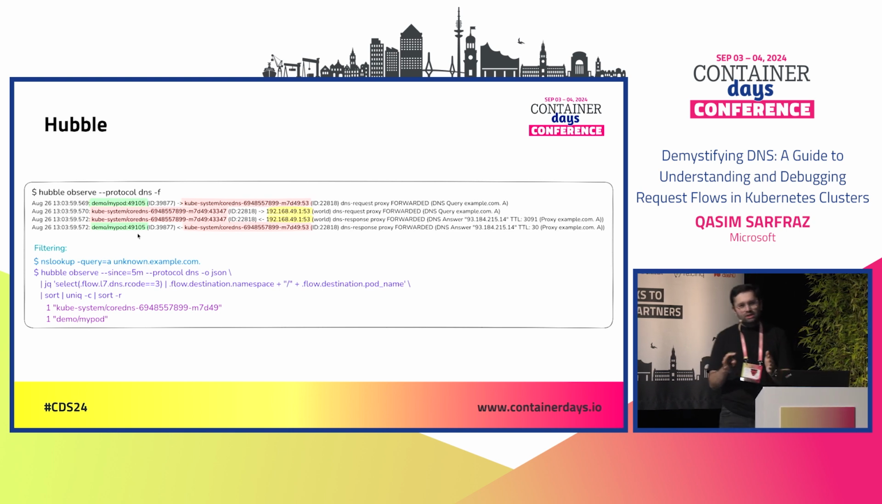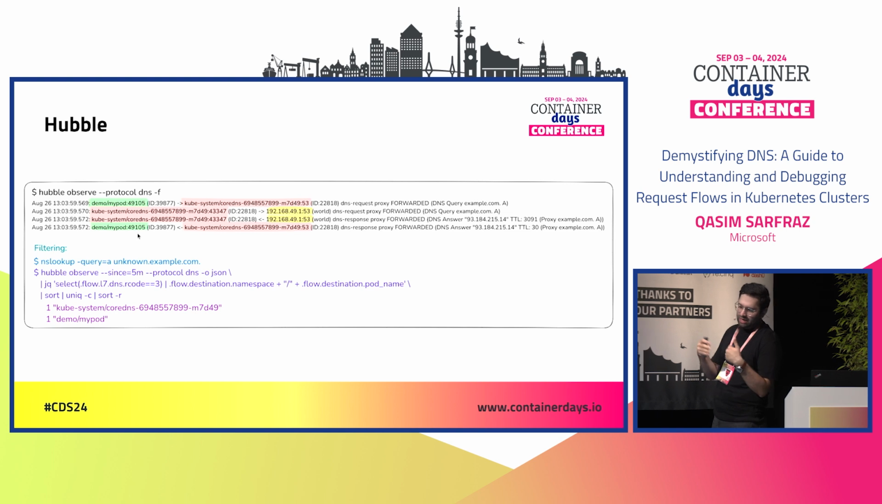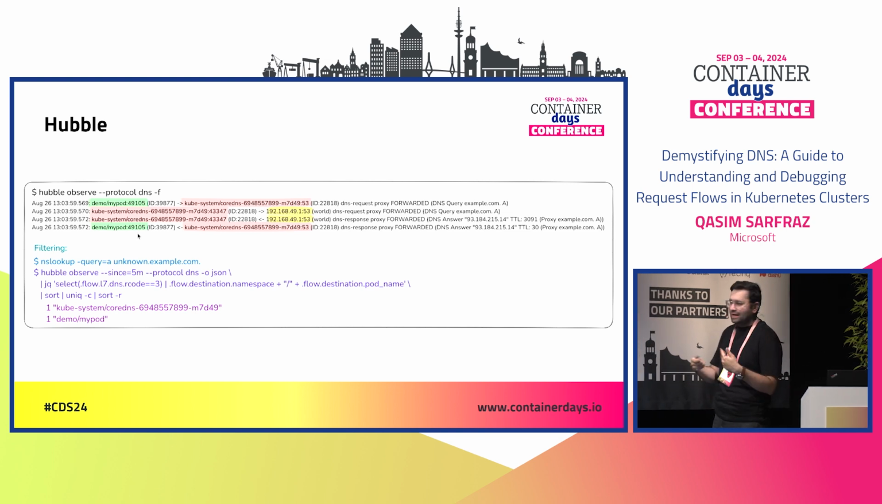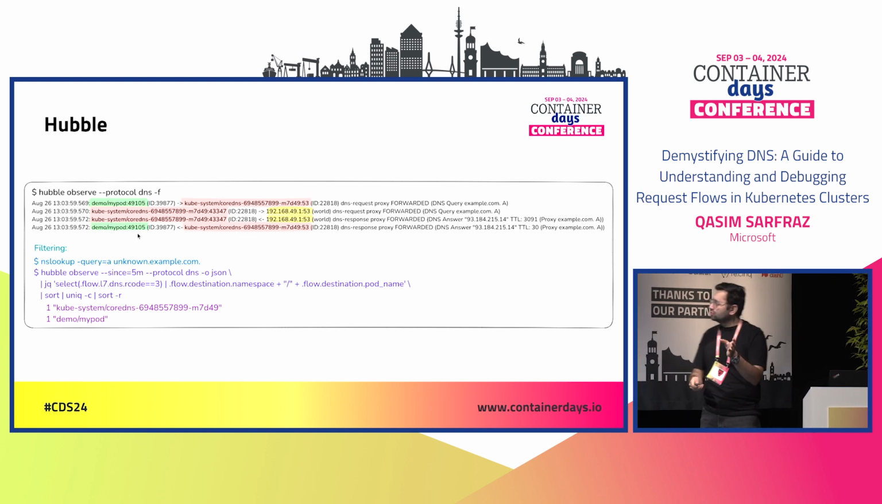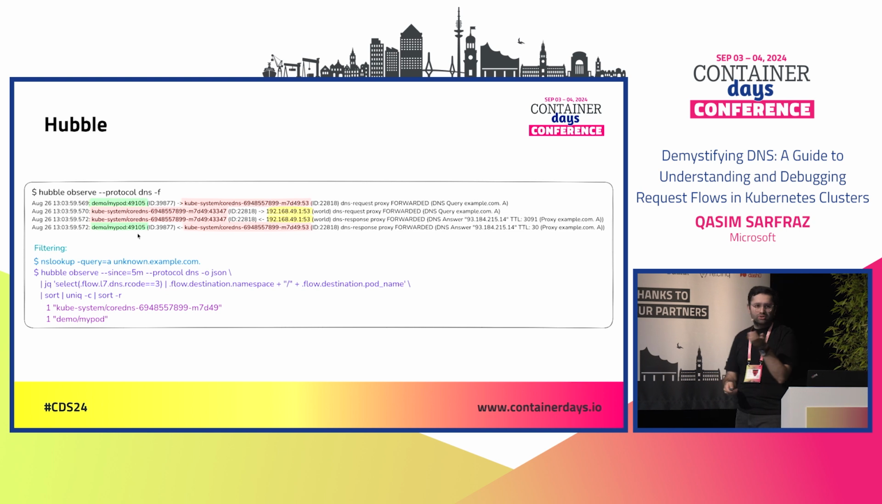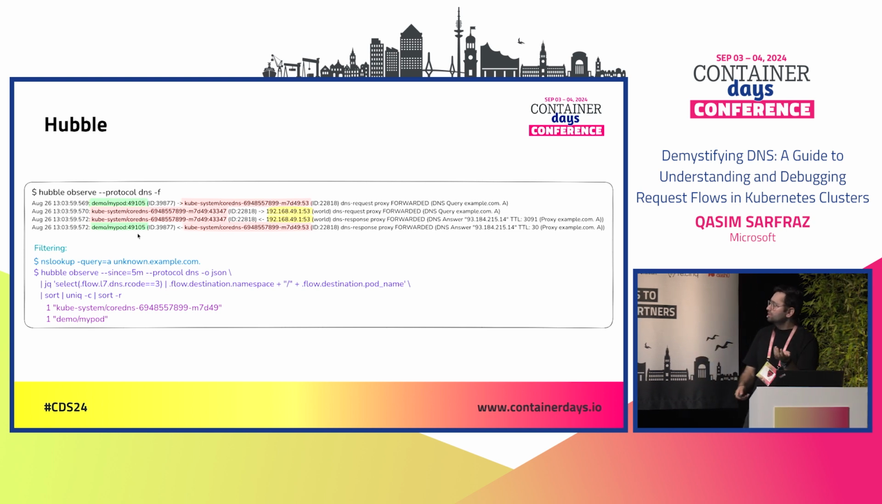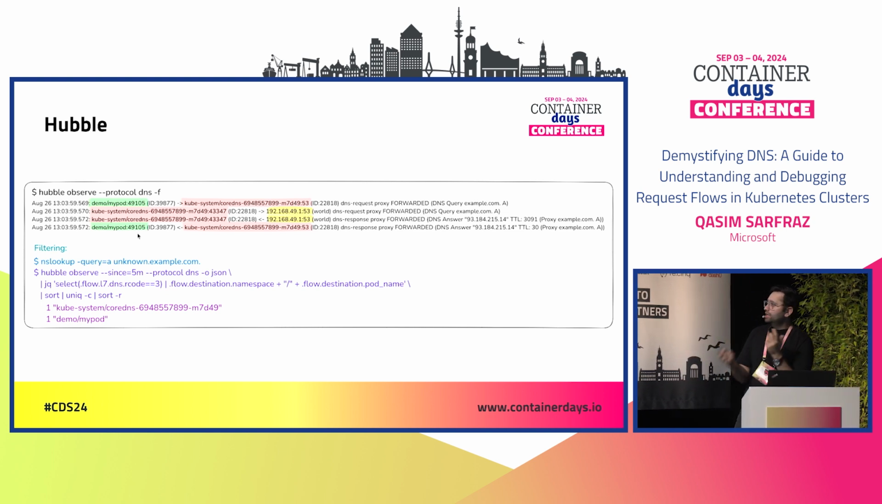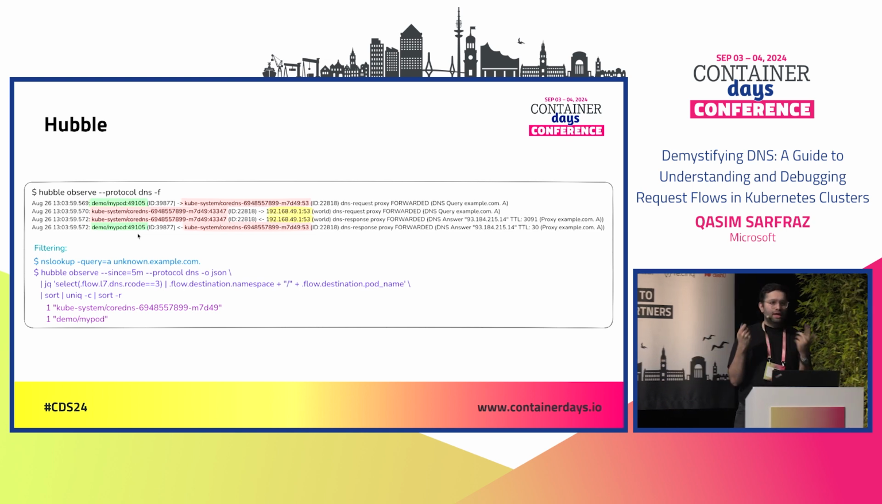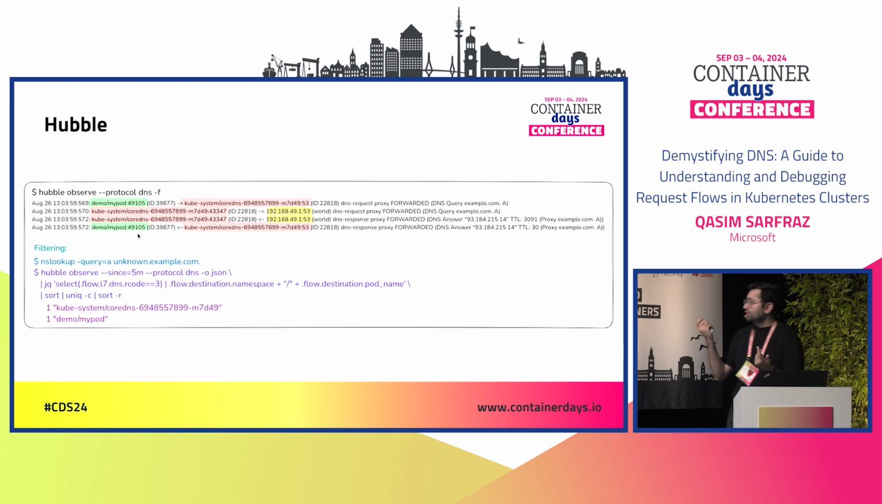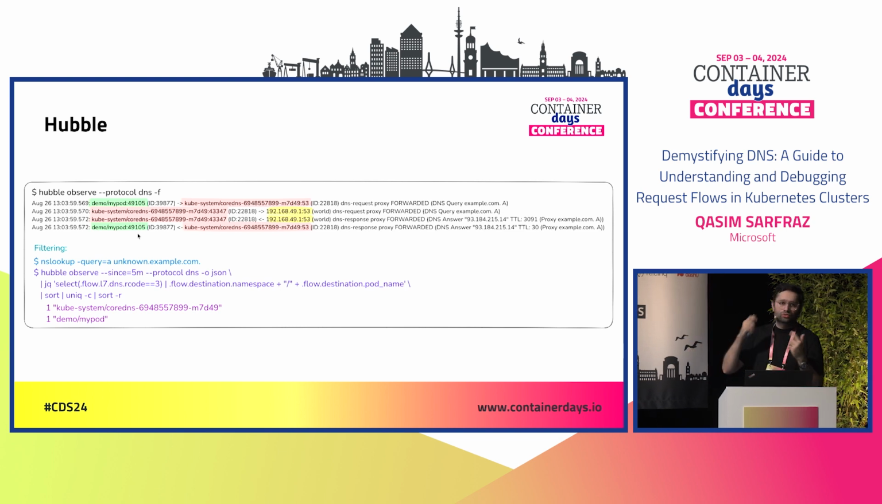One other thing I really like about Hubble is being able to run the commands again with a specific time period. For example, I can say only observe the last 5 minutes, use the JSON output, and use jq to filter for, in this case, any errors in the R code. And you can see if those two pods had issues resolving DNS in the last 5 minutes.